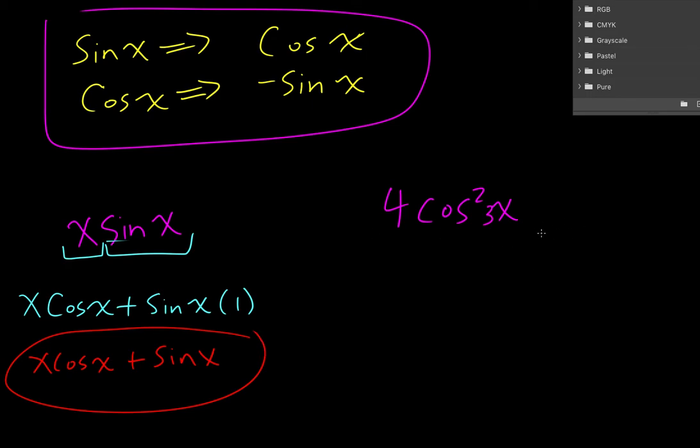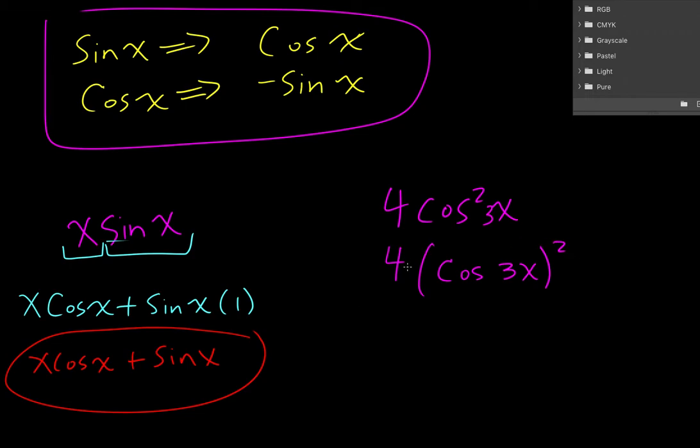Now this one over here, I'm going to first rewrite in a different form because it's going to be a little bit easier to follow. The square on the cosine just means everything in the cosine is squared. So the cosine and the 3x, it's all encompassing. Okay, now this is just going to be a chain rule.